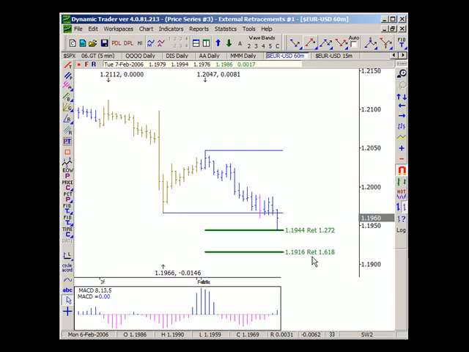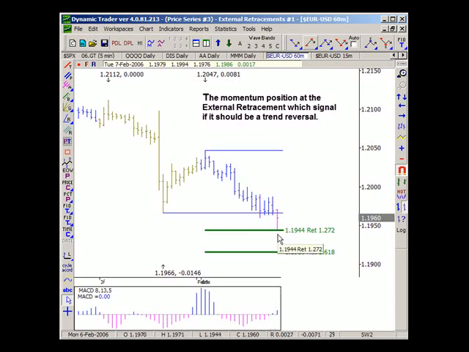So first, let's look at momentum study. And this time I just have the MACD up. Everybody's got MACD in their software programs. Not everybody has Dynamic Trader and has the DT oscillator. So what's the momentum position of the MACD as of the last bar in this chart? Well, it's just gone over the zero line and to being positive.